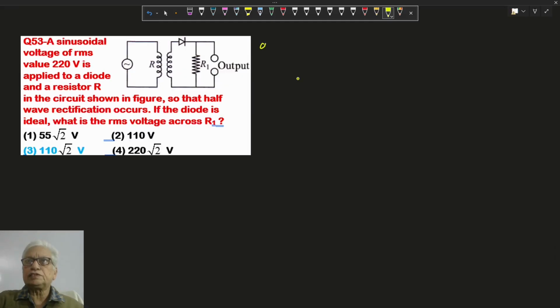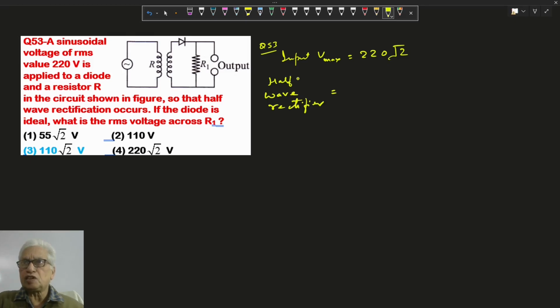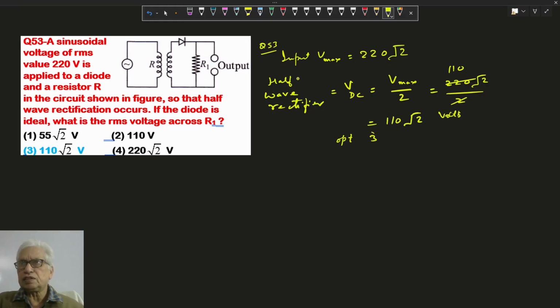So in this question, the input maximum voltage is given as 220 RMS multiplied by root 2, and in a half wave rectifier, the output DC is given as maximum voltage divided by pi. So this is 110 root 2 volts. Then 3 is correct.